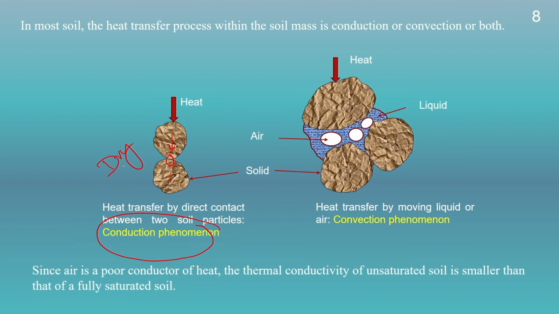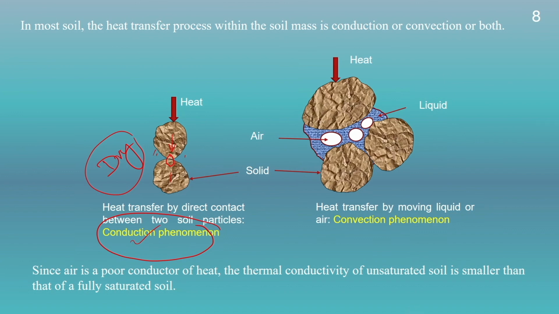Generally, this takes place for a dry soil when the particles are in contact with each other and there is an absence of air. We know that air is a bad conductor of heat. So, therefore, heat will not transfer from here. So, in this process heat will be transferred by direct contact between the two solid particles which are in touch with each other. So, this is a conduction phenomenon.